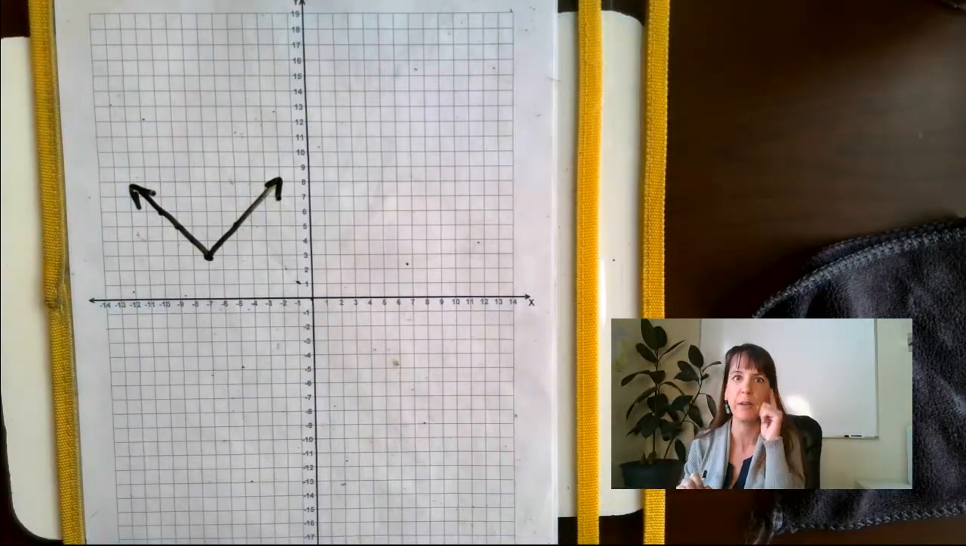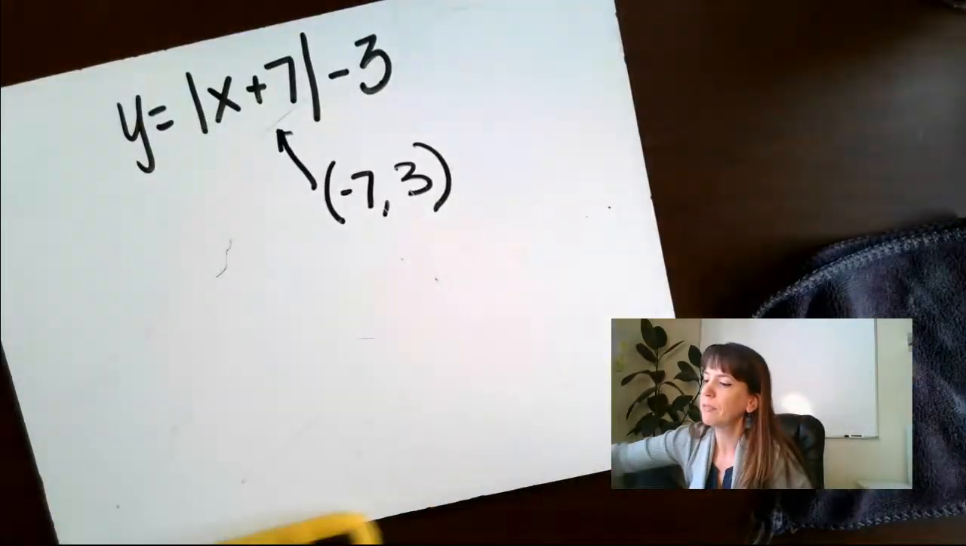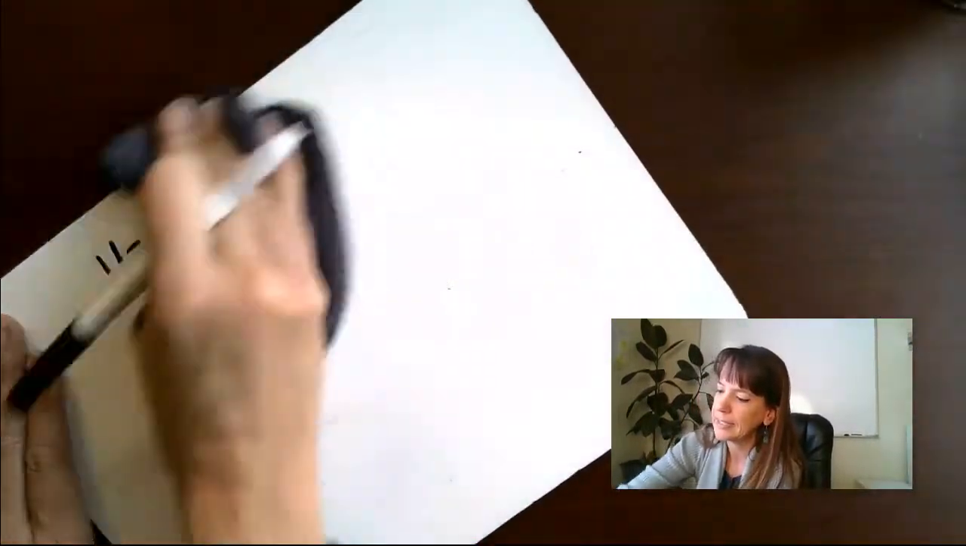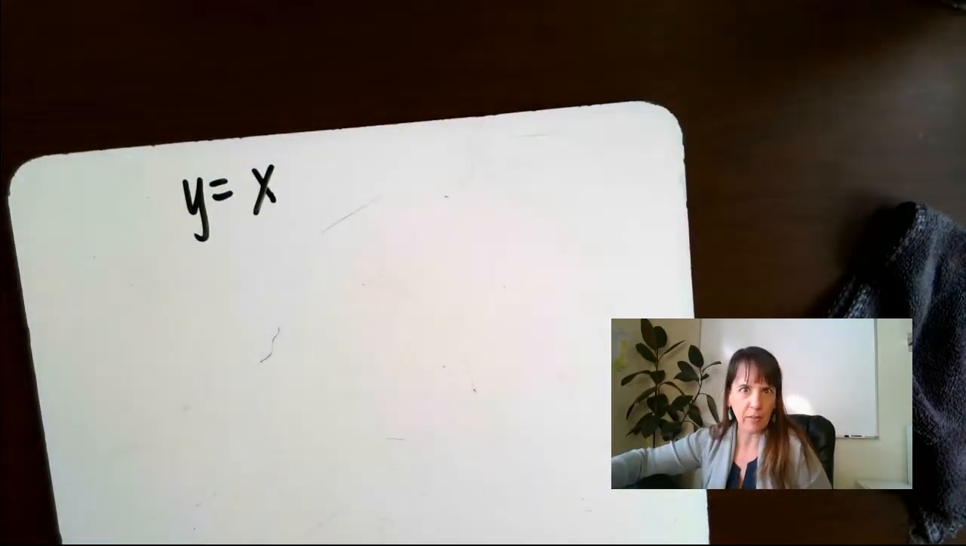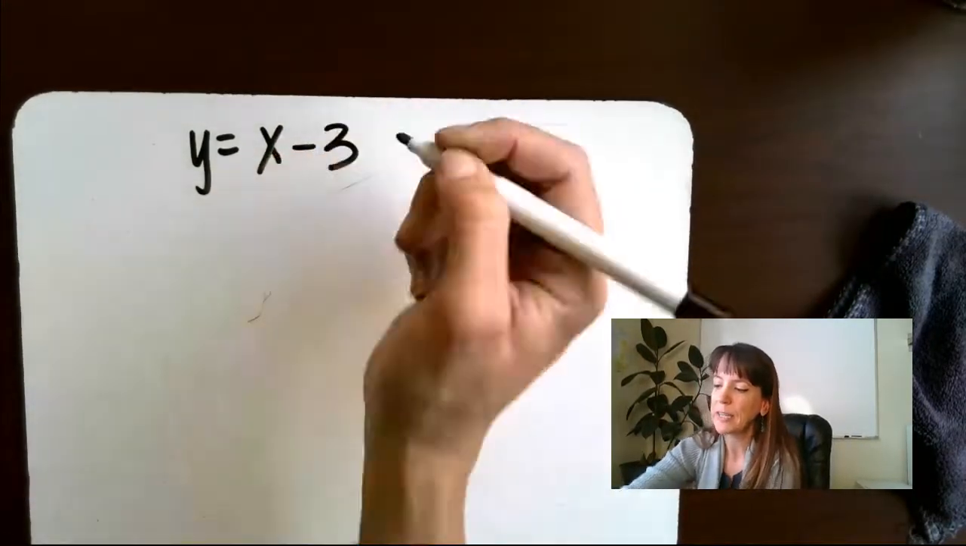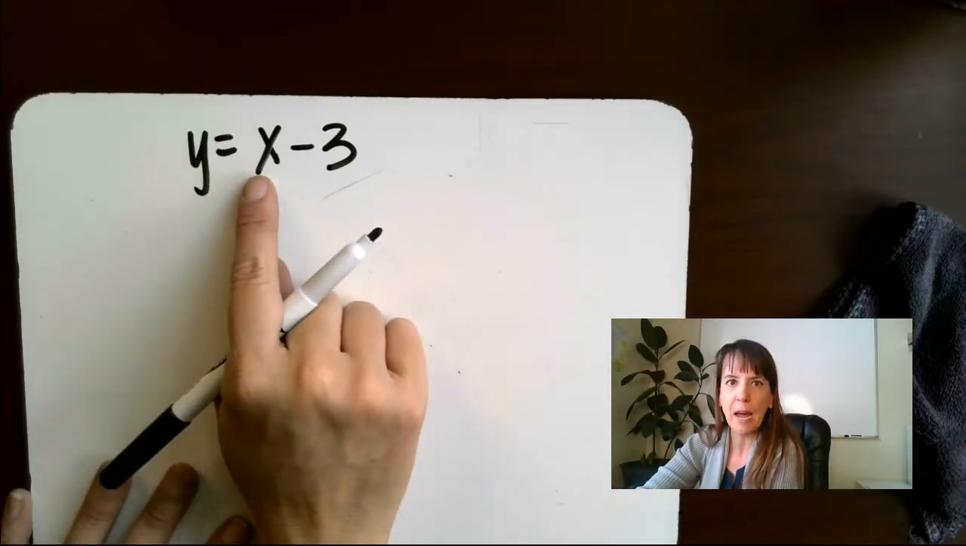Just like this, we've got our V way faster than doing an XY chart. Way faster, okay? Now, here's where it gets a little bit tricky. You remember when we've got a line here? We have a line, y equals x, right? We already talked about how that works. If I say minus 3, that line is going to start on our y-axis, and it's going to go down 3, right?